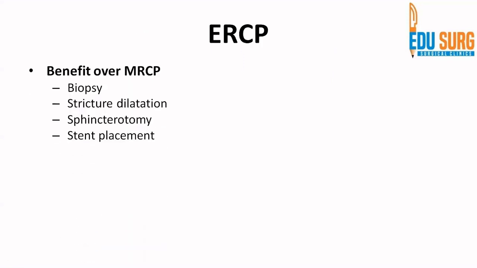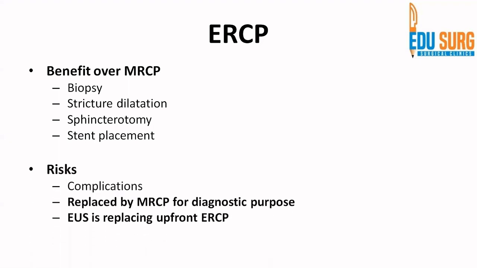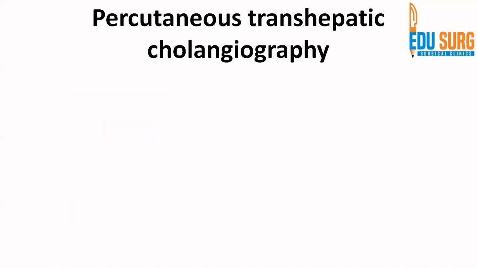So ERCP, the benefit over MRCP, like I said, is that it is more therapeutic. You can do a biopsy, you can do stricture dilatation, sphincterotomy, and stent placement. However, the problems are complications. ERCP can lead to pancreatitis, can have bleeding, stents can have problems, stents can get blocked. So these are some of the problems of ERCP. And that is why MRCP has replaced ERCP for diagnostic purpose, and EUS is replacing upfront ERCP. Or you don't cannulate the bile duct in EUS, you just have a look with an endoscopic ultrasound.